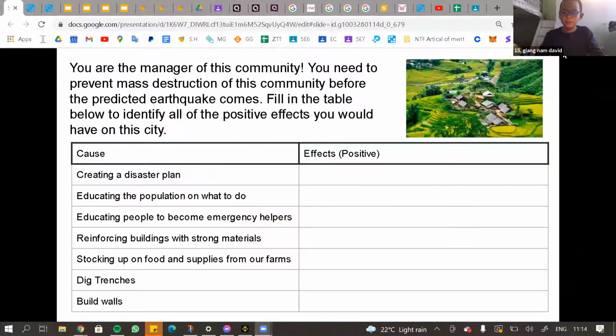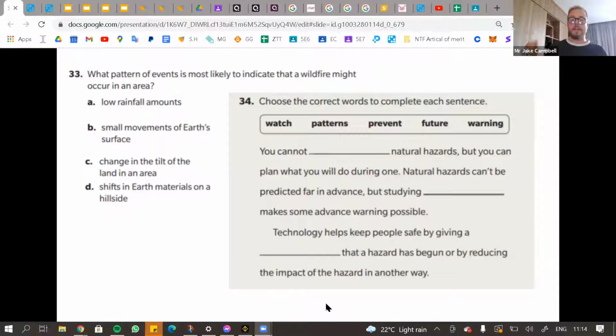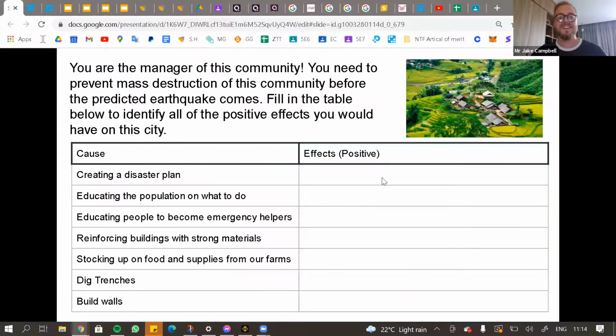So, yes, class. To summarize this whole paragraph, we cannot prevent, but we can predict with patterns to then warn people. That's a whole summary of this page, and I'm pretty confident we all understand that by now. Class, now we have a little activity to do. Please listen to my instructions carefully and read along with me in the top paragraph.